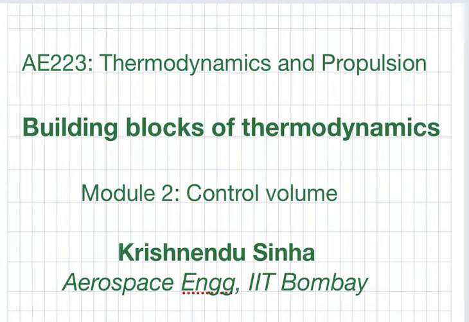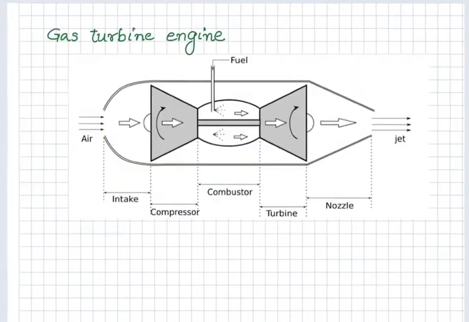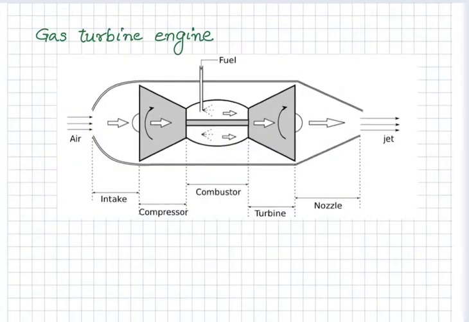This is the second module under the topic Building Blocks of Thermodynamics, and this is on control volume analysis. Let us start with the gas turbine engine, which is representative of an aircraft engine, and we have tried to show it schematically in this diagram.